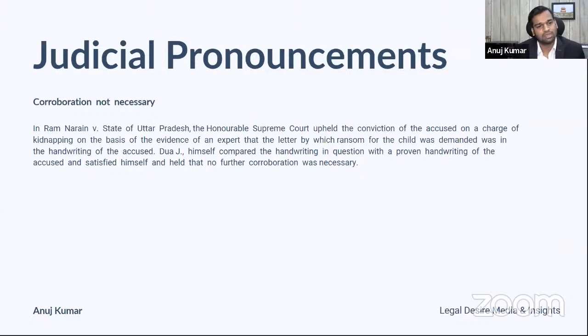Similarly, there is a case, Ram Naren versus State of Uttar Pradesh. Again, the Honorable Supreme Court upheld the conviction of the accused on a charge of kidnapping on the basis of evidence of an expert that the letter by which ransom for the child was demanded was in the handwriting of the accused. Justice Dua was presiding over this case, and he himself compared the handwriting in question with the proven handwriting of that person and satisfied himself. So no further corroboration was necessary, and there was no need to hire any expert to do the analysis.